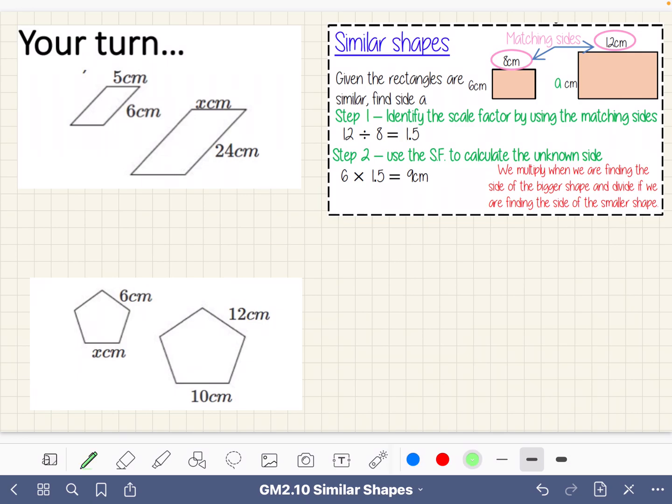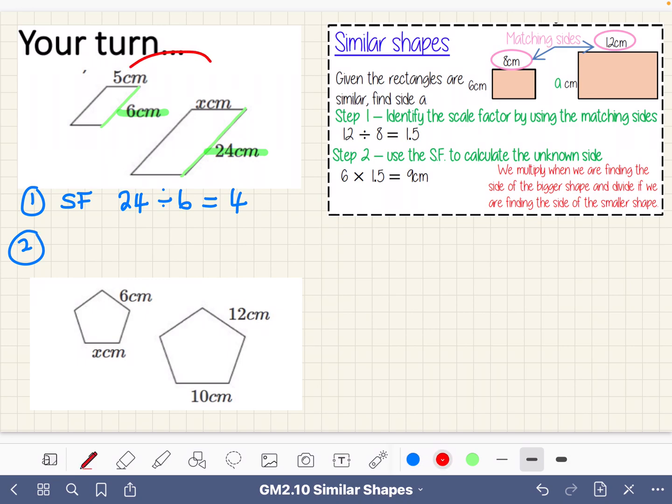Okay, first step, look for the matching sides. You can see here we've got 6 centimetres, we've got 24 centimetres. They are our matching sides, which means step 1 is to find the scale factor. I take the 24, I divide it by 6, giving me an answer of 4. Step 2 is to work out what I need to do with the 4.